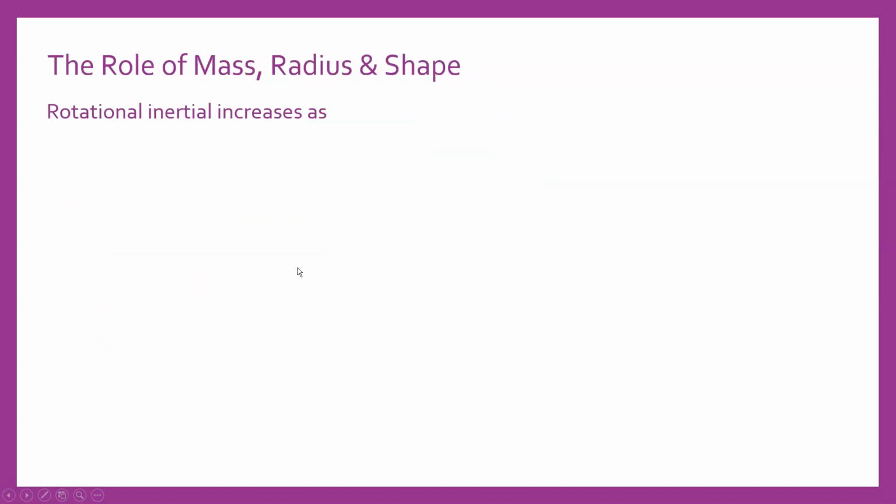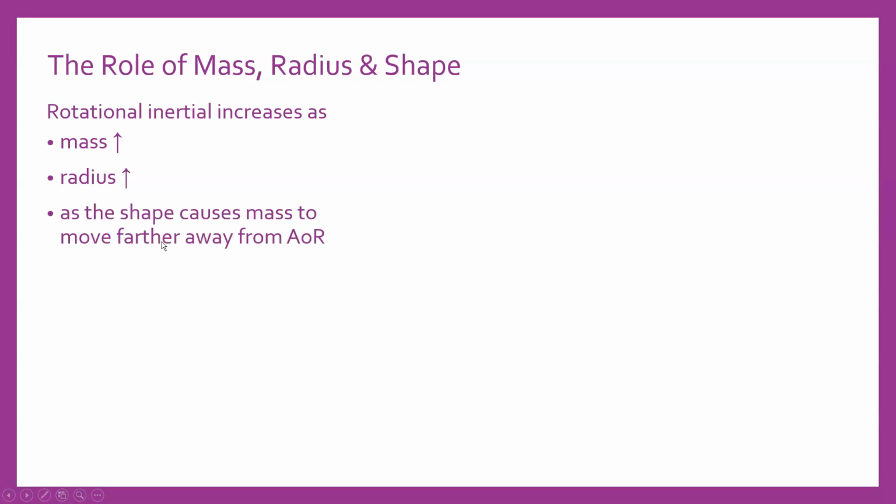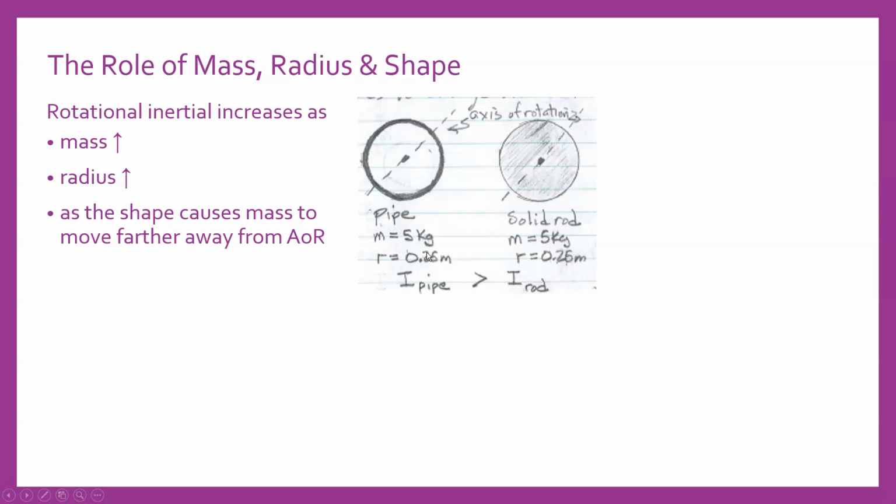So let's take a look at the role mass, radius, and shape play in rotational inertia. So rotational inertia increases as the mass increases. It increases as the radius increases, and it also increases as the shape causes the mass to move further away from the axis of rotation. And let's just take a look here.